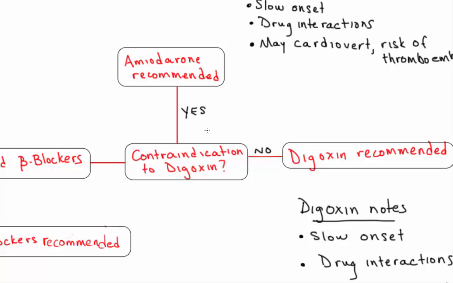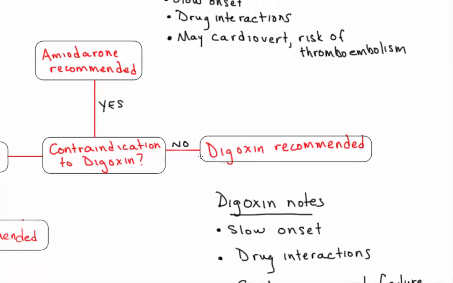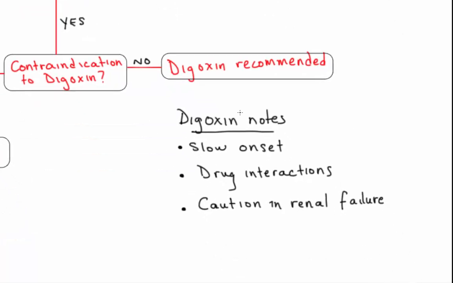So again, if there's no contraindication to digoxin, then that's what we'll use in the event that we can't use the beta blockers and the calcium channel blockers. Now I'll go over these specific drugs in the next video, but I'll point out here that digoxin isn't our first line agent for just general Afib with RVR. It's got a very slow onset of action. It's got a lot of drug interactions that come along with it, and we have to use extreme caution in renal failure due to the risk of accumulation.